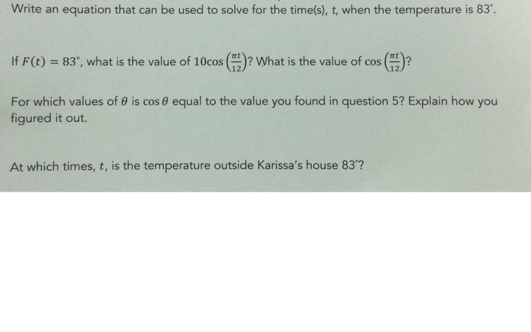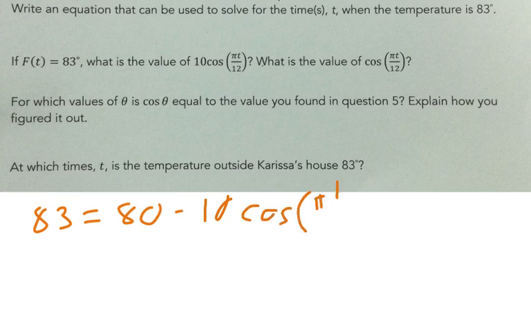So we would want 83 to be equal to 80 minus 10 cosine of pi t over 12. You see how I just plugged 83 in for f of t, the temp I'm looking for? Now, the last time they did all this solving in our heads, but we could do this algebraically, right? Let's isolate our trig function.